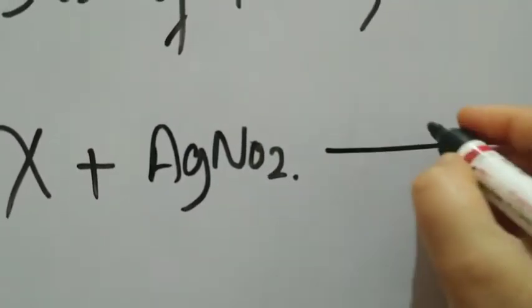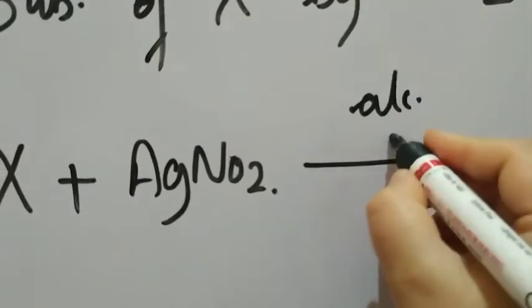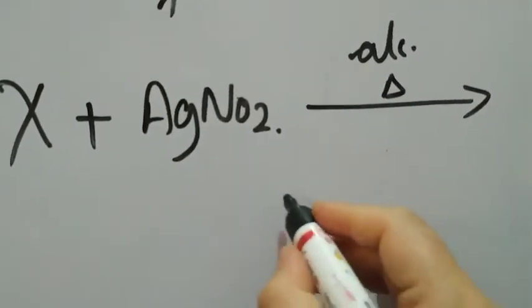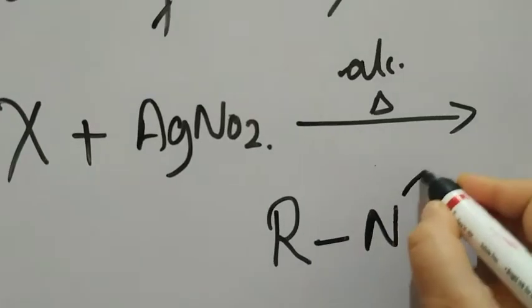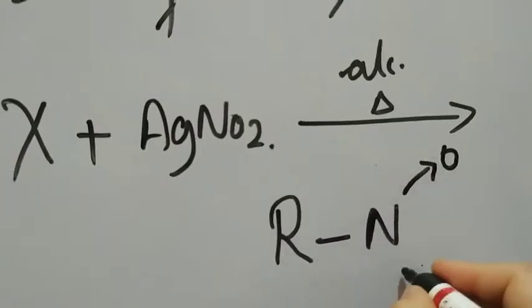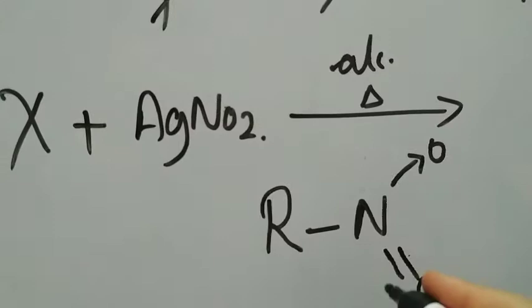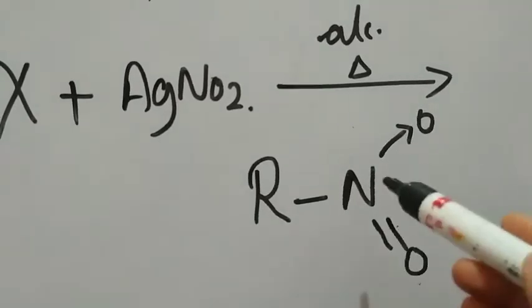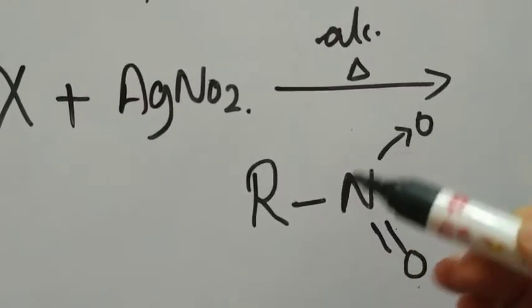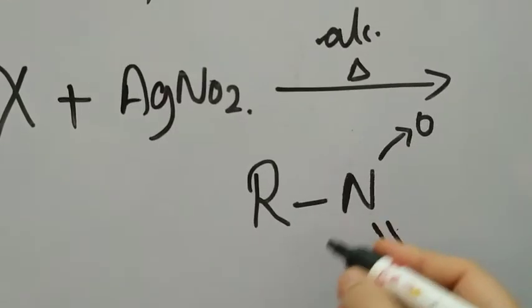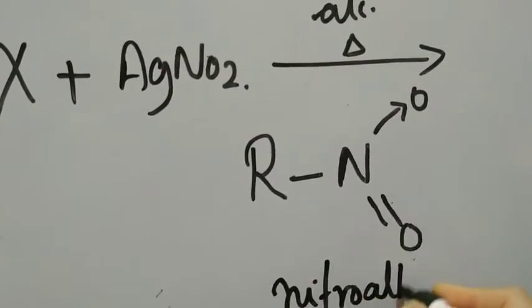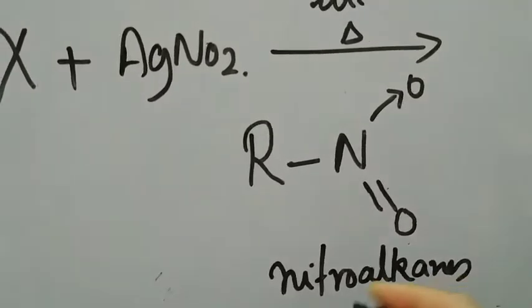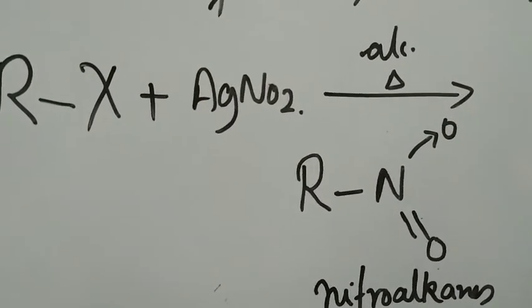We create the conditions again. This reaction is also done in alcoholic medium. It is heated. Now what happens if this R forms a bond with NO2 via nitrogen? I have written the group open. This is NO2. It is again an ambident ligand. It can bond through nitrogen. It can bond through oxygen. If it bonds through nitrogen, the class of compounds that you get is called nitroalkanes. This is the information you need to retain in your mind.